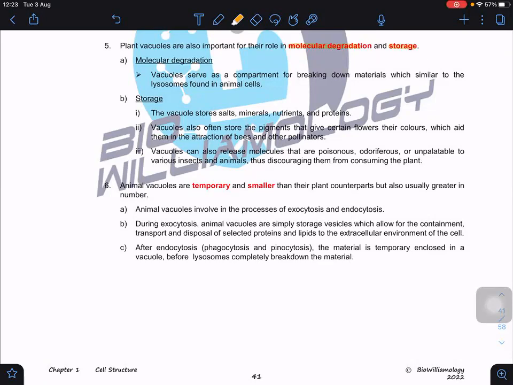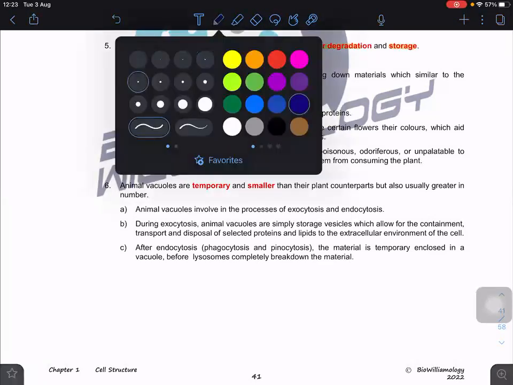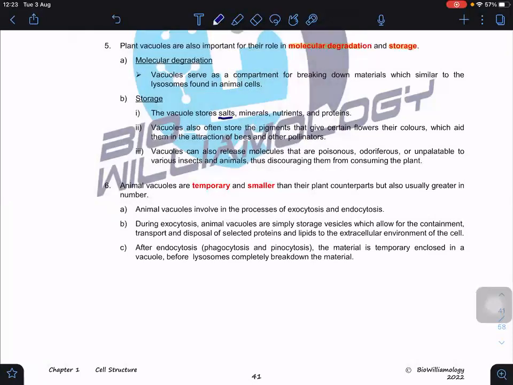Also for storage. What do they store? Very importantly, they store water. They also store salts, mineral ions, nutrients, and some proteins. They also store pigments to give plants their color, for example in flowers. The vacuole also releases molecules that are poisonous or unpalatable to various insects and animals, discouraging them from consuming the plant. This kind of molecule is also termed a secondary metabolite.